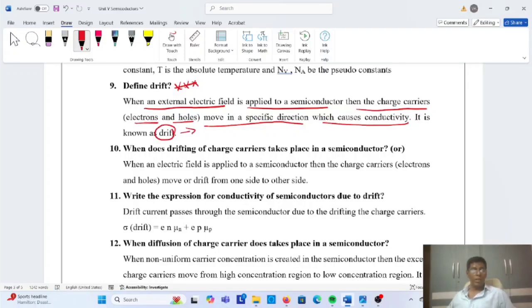Because of the drift of charge carriers, it will create drift current. What comes? Drift current comes. This question is very important for the essay question also, which we will discuss in the upcoming session. Then another question is: when does drifting of charge carriers take place in a semiconductor?